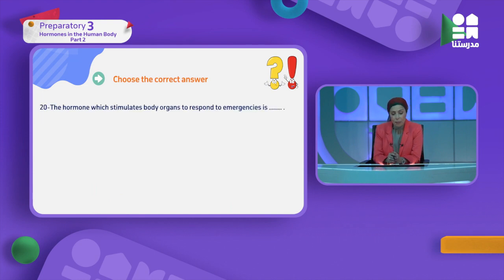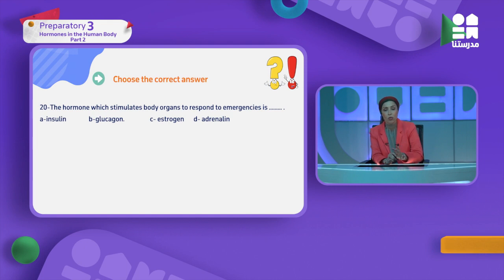The hormone which stimulates the body organs to respond to emergencies. I said the first time I see the word emergency, I go right away, without thinking or looking at the choices, who is it? Is it insulin or glucagon or estrogen or adrenaline? We said adrenaline is the hormone that results in the emergencies.